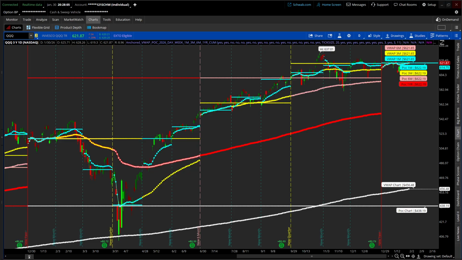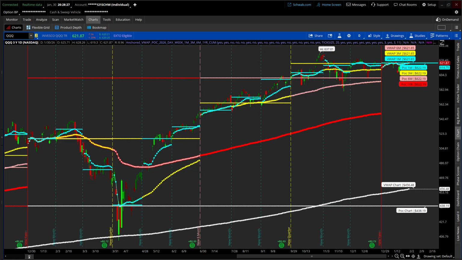Most retail traders only look at daily VWAP. Institutions don't. They track value across day, week, month, quarter, and year because different participants operate on different time horizons. Short-term traders care about daily value. Swing traders care about weekly and monthly value. Long-term money defends quarterly and yearly values.